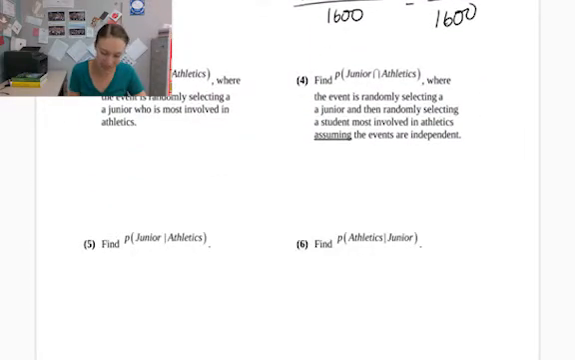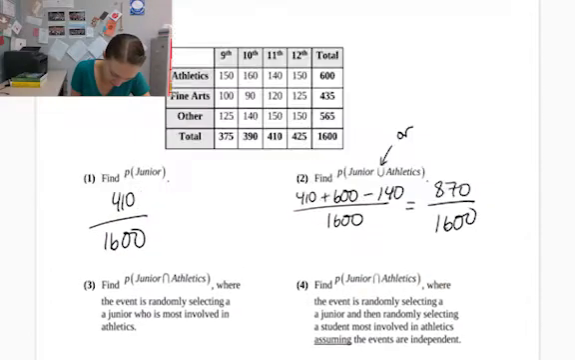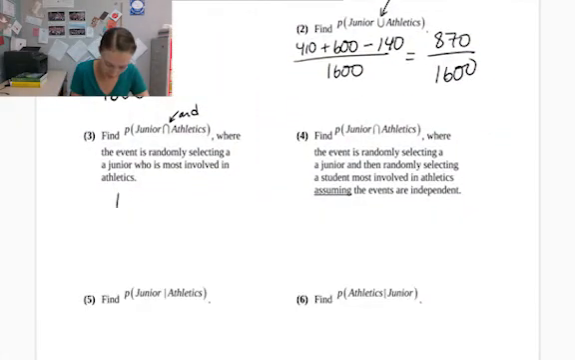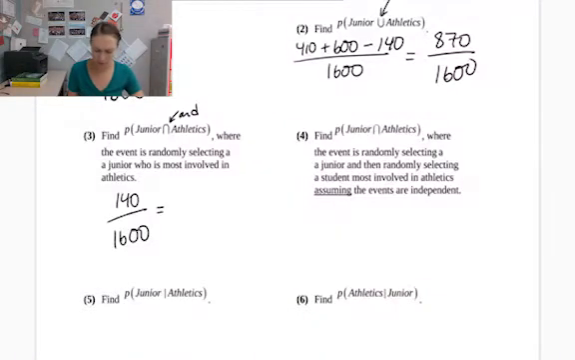Probability of junior and athletics, and so they have to be a junior, and it says where the event is randomly selecting a junior who is most involved in athletics. Now, this is not conditional. It's just saying I'm randomly selecting a junior who's involved in athletics. A junior involved in athletics, there's 140 of them out of the 1,600 students. Now, I'm going to give the decimal version of this because we're going to compare it to number 4. So this would be 0.088.